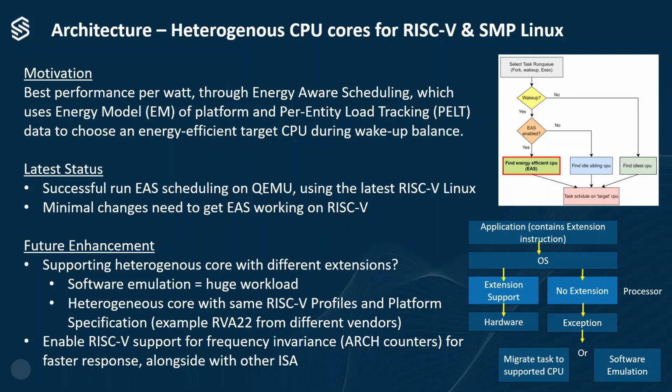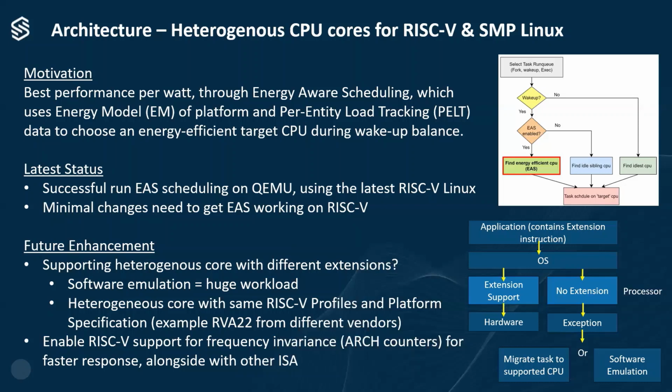Today, we managed to run EAS, also known as Energy Aware Scheduling, on a Linux that runs on QEMU. From there, we discovered only minimal changes are needed to get it to work on RISC-V. Beyond that, we are wondering, can we enable heterogeneous cores with different extensions? A good example is that the performance core has vector support, while the energy efficient core doesn't. We found out that it is a huge workload to enable that, especially when it comes to software emulation.